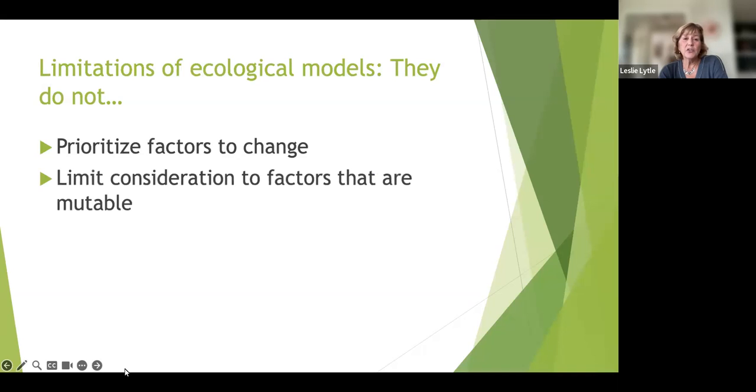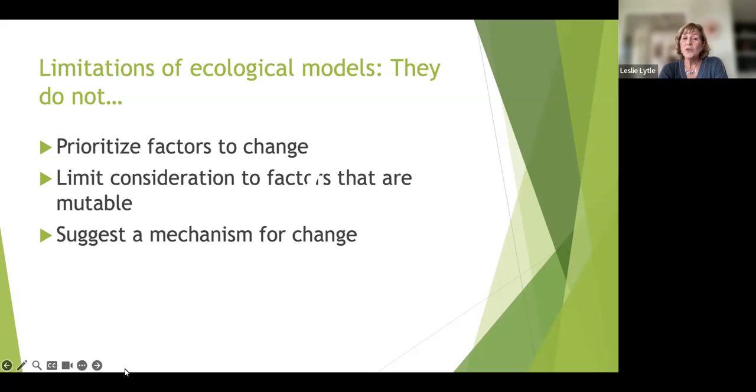Another limitation of an ecological model is that they don't limit consideration to factors that are mutable. Social ecological models almost always include the macro environment, and I'm sure most of us would believe that those macro environmental factors are probably the most important determinants of health. But in a time-limited intervention or in a community program that you're trying to evaluate, changing socioeconomic status or racism is not going to be possible. So focusing on factors that are mutable is important when you're developing an intervention.